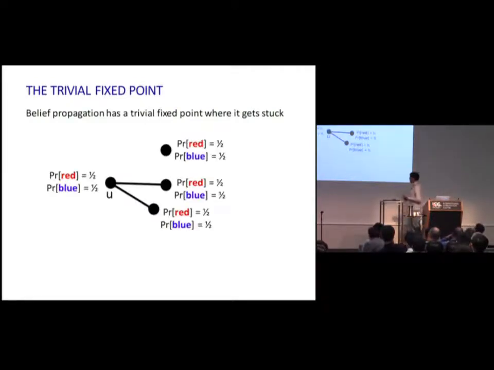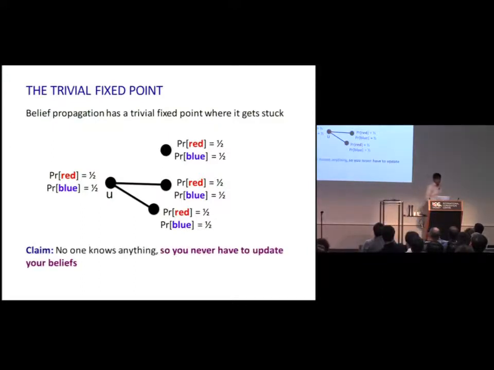This trivial fixed point is, what if node U had the belief that he was half likely to be red and half likely to be blue, and all the other nodes also had the same belief. The problem is that what this really corresponds to is no one knows anything, right? And so if you take belief propagation where you iteratively update your beliefs, and I start off as node U thinking I know nothing, and I listen to a whole bunch of other nodes who tell me they don't know anything either, I still say I don't know anything. So this is the trivial fixed point for belief propagation. If you start off at all half, you just get stuck there and you never move.